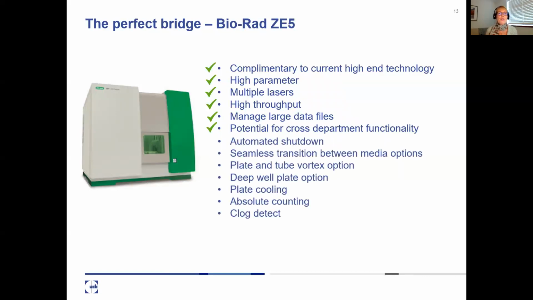But it had lots of other features that were really attractive to us. The automated elements for the shutdown and start up, for that matter. Seamless transition between media options. We can look at plates and tubes and deep well plates. We can control the plate cooling, and it has a really efficient way of mixing samples on plates and tubes, absolute counting, and clog detection. But of course, the real selling point for us was the robot interface.